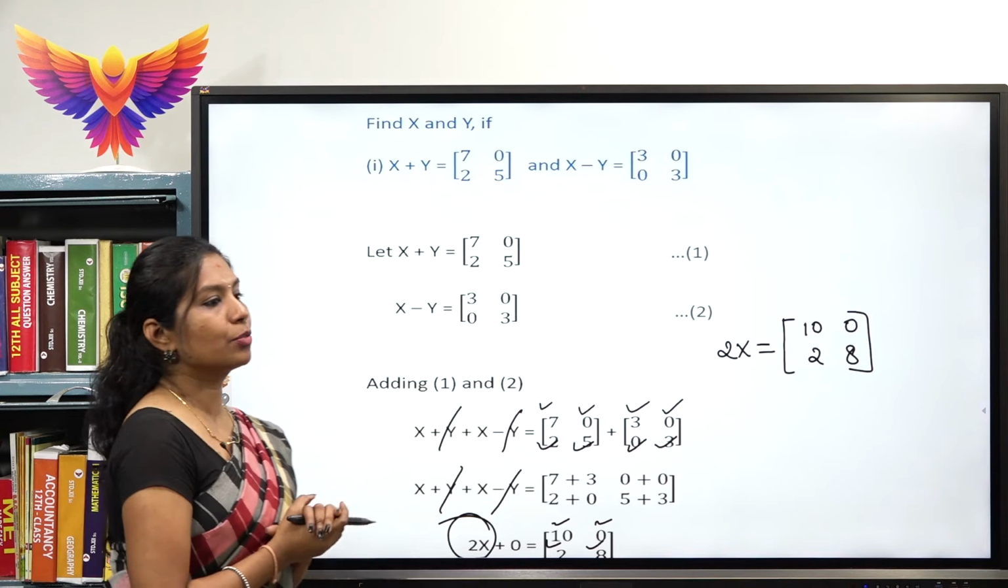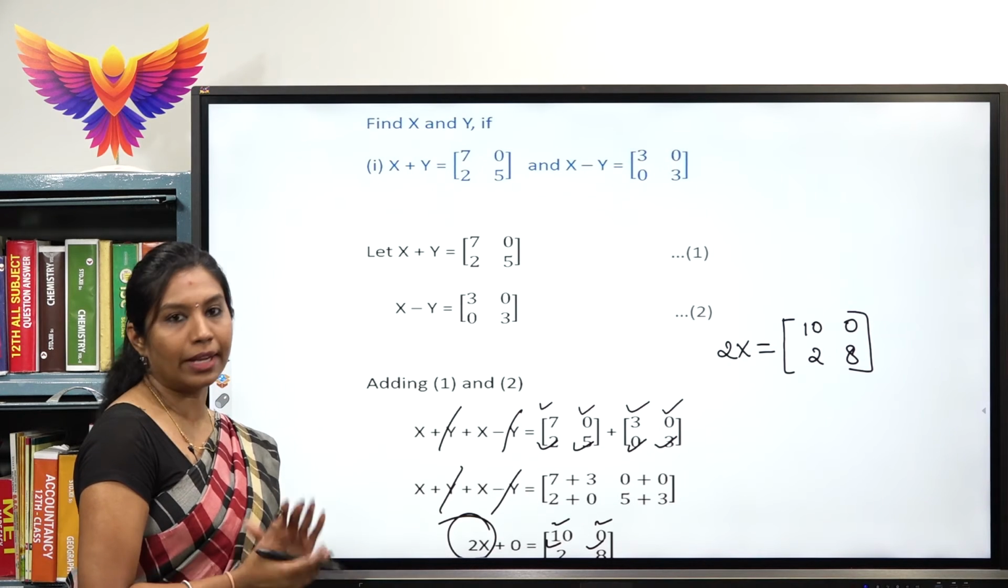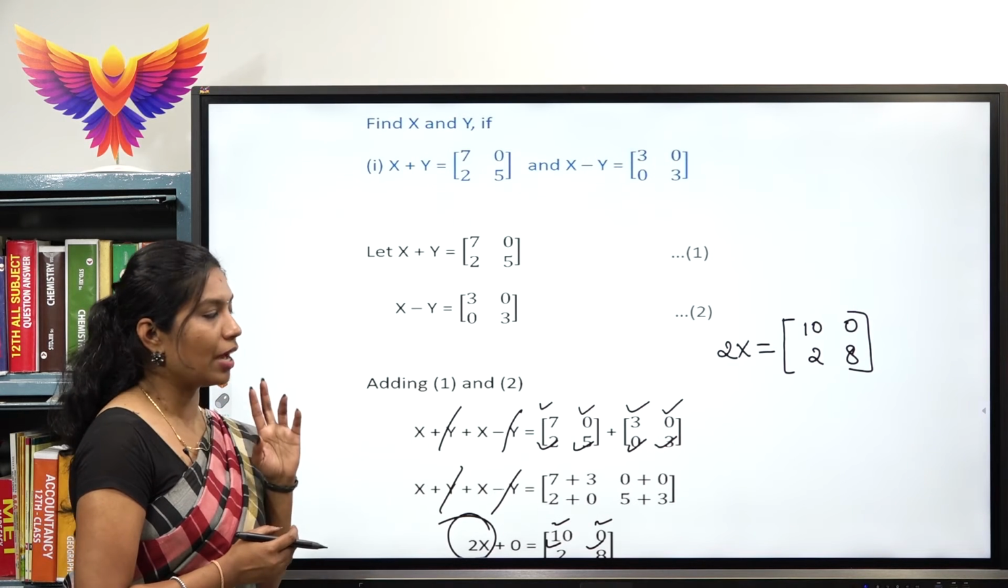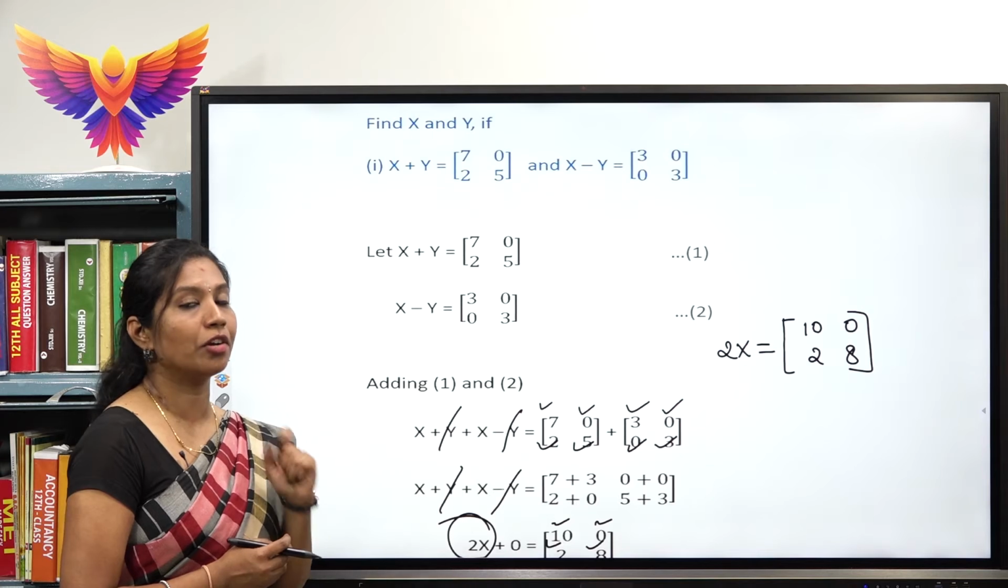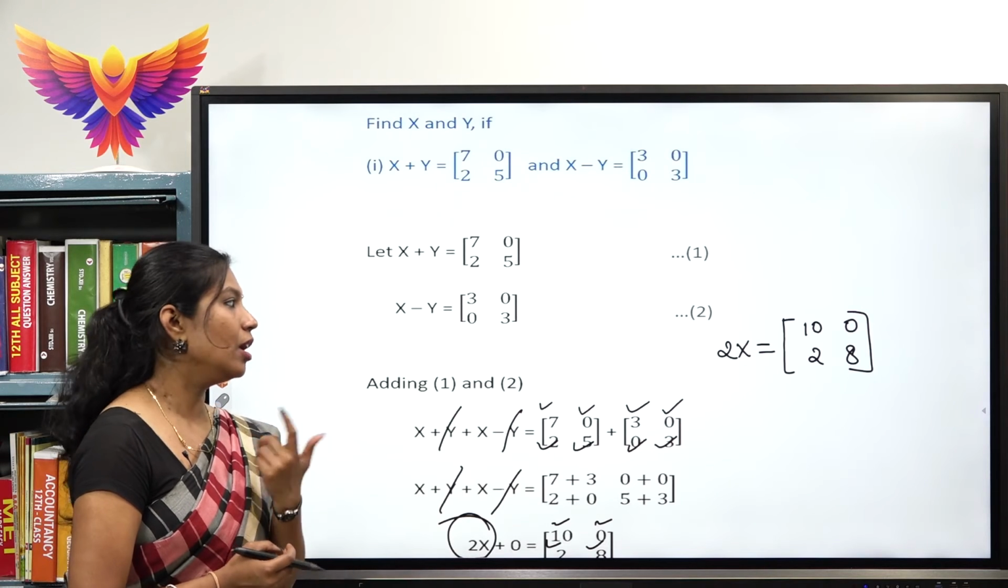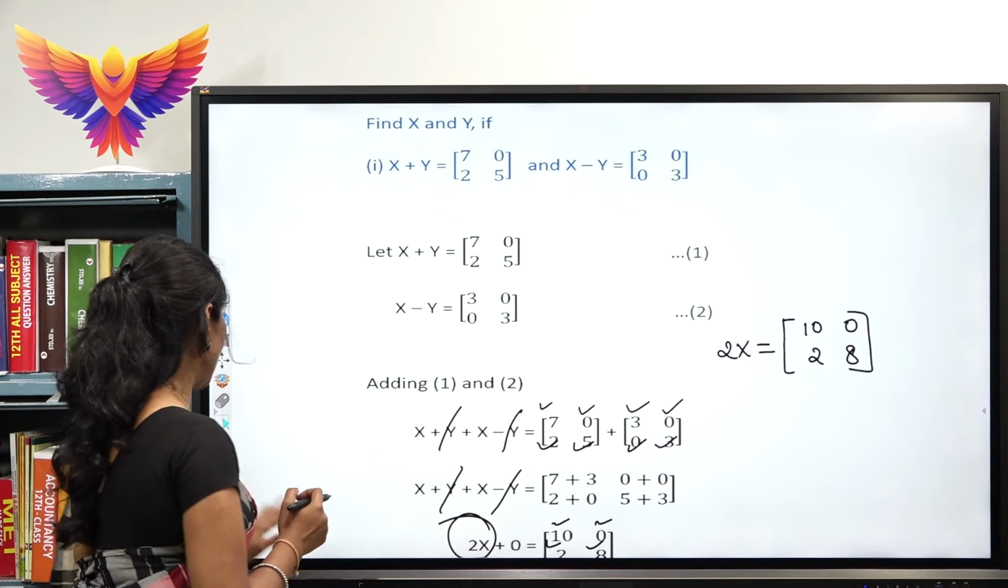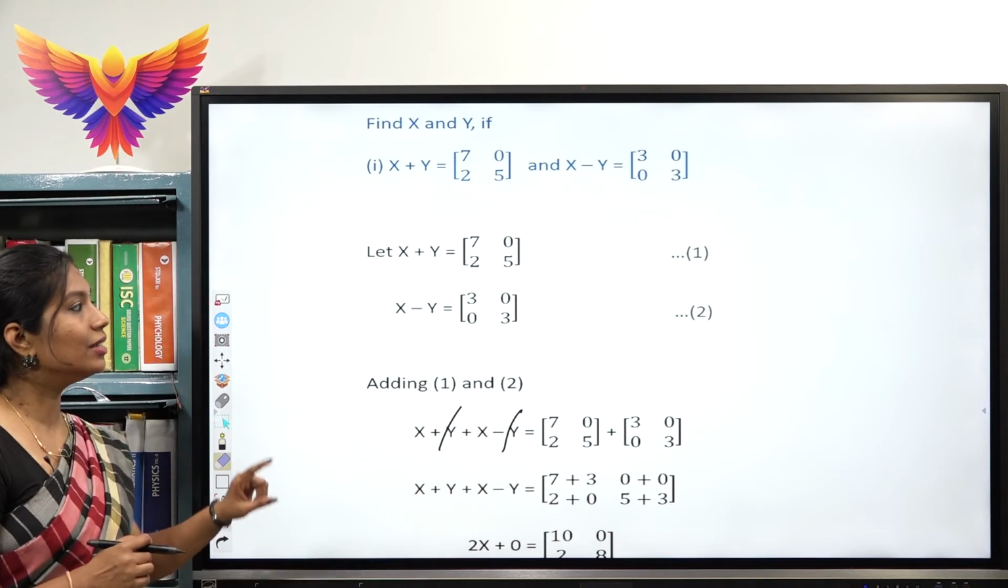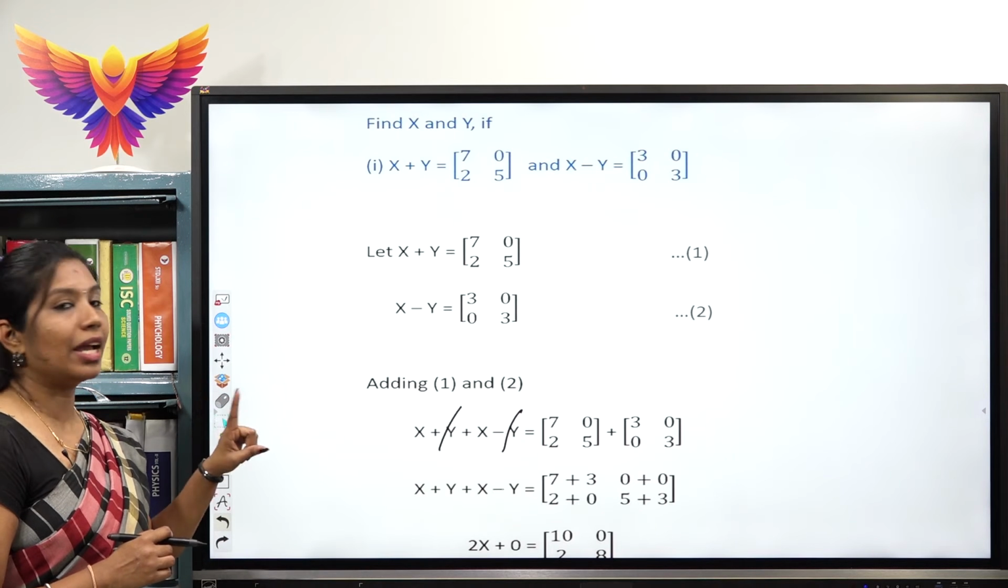We have a matrix which is 10, 0, 2 and 8. So this we have got, but still I am supposed to find out what x is and what y is here. So when I have to find out x, how do we do that? We just have to divide the entire matrix by 2 here.